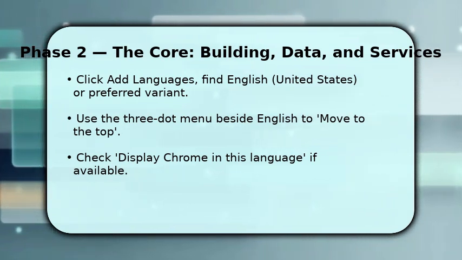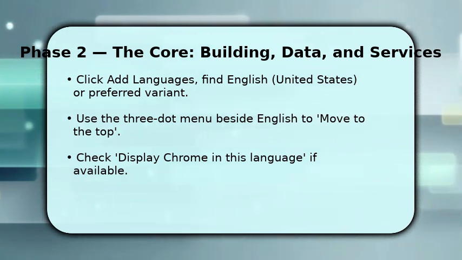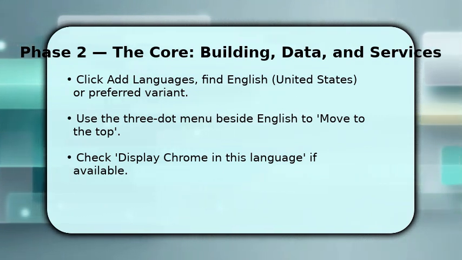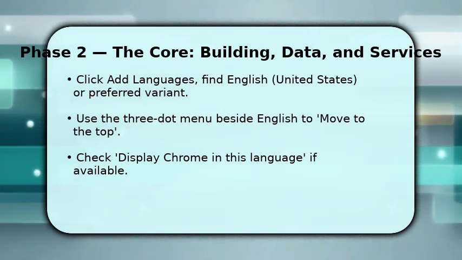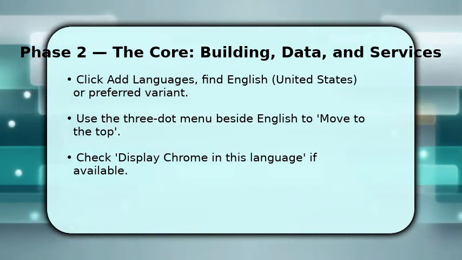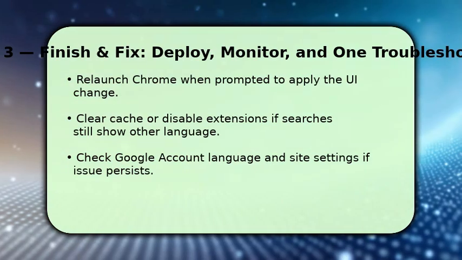Make sure you choose the correct variant, for example, English United States versus English United Kingdom, because search suggestions and spell check differ. If Chrome shows Display Chrome in this language, select it. Otherwise, Chrome will still prefer English for search if English is the top language. Finish by relaunching Chrome when prompted so the language change applies to the UI and search behavior.